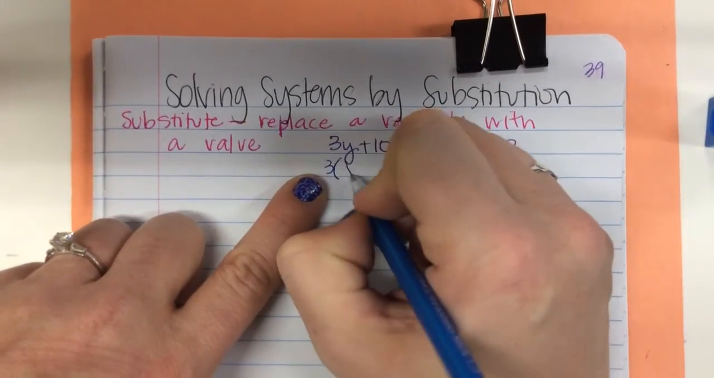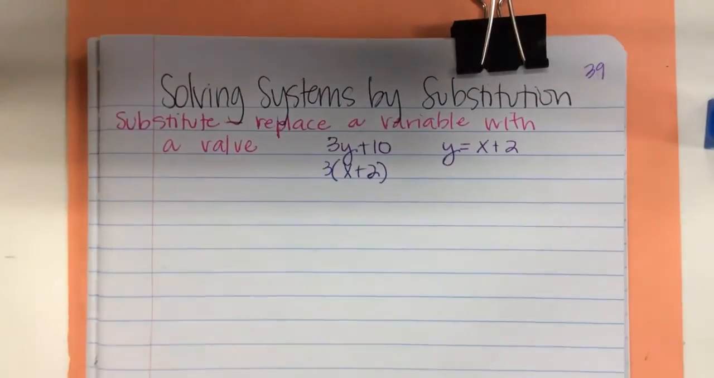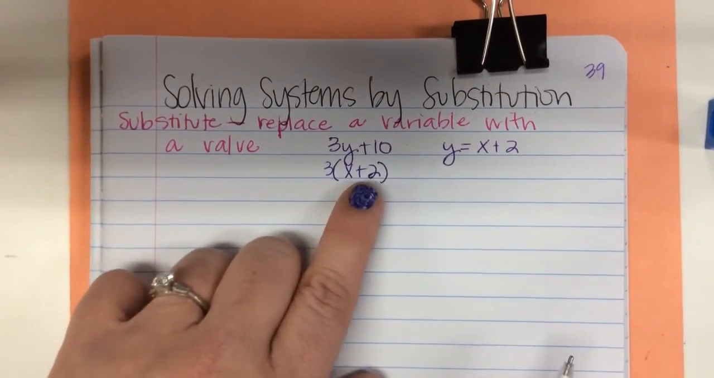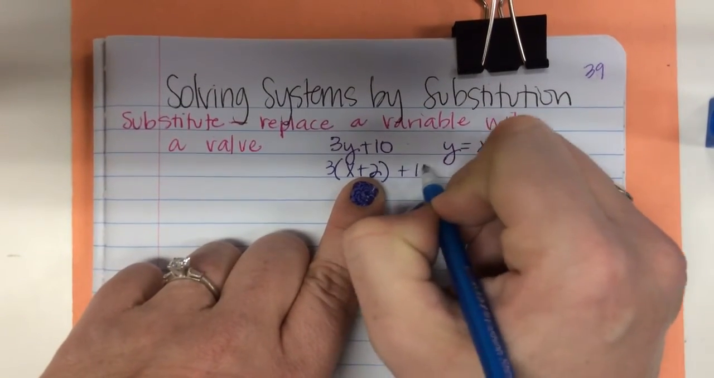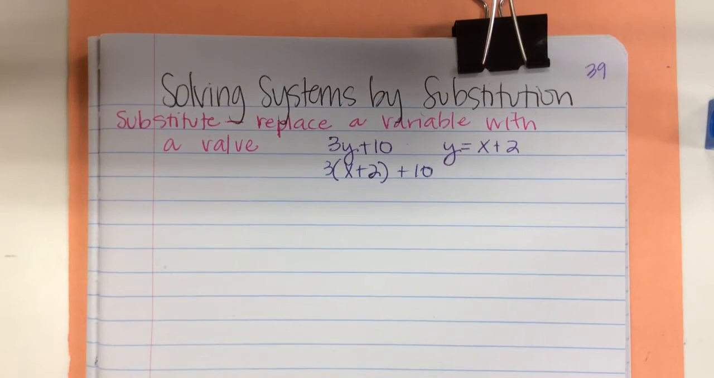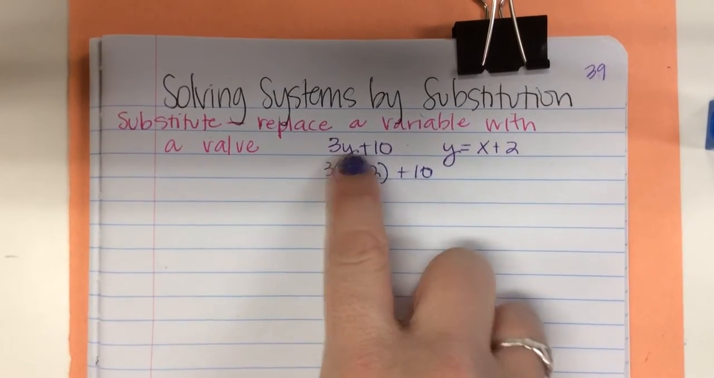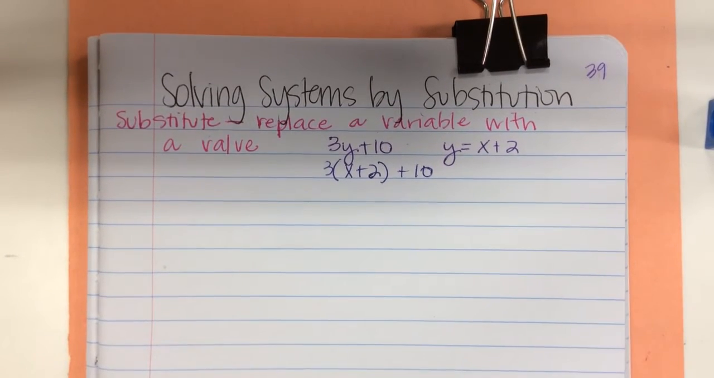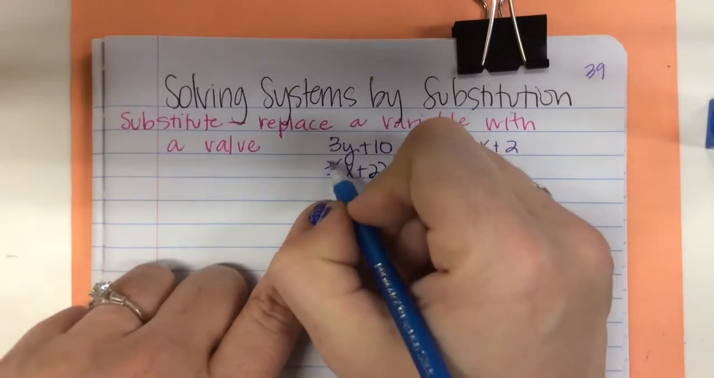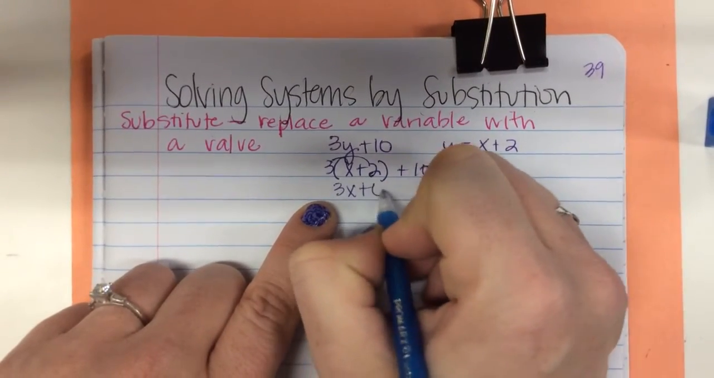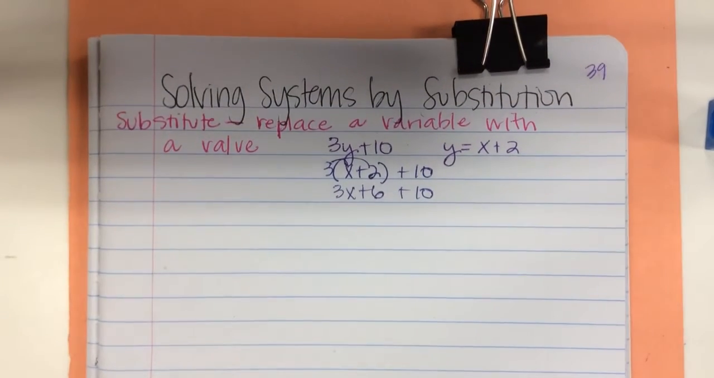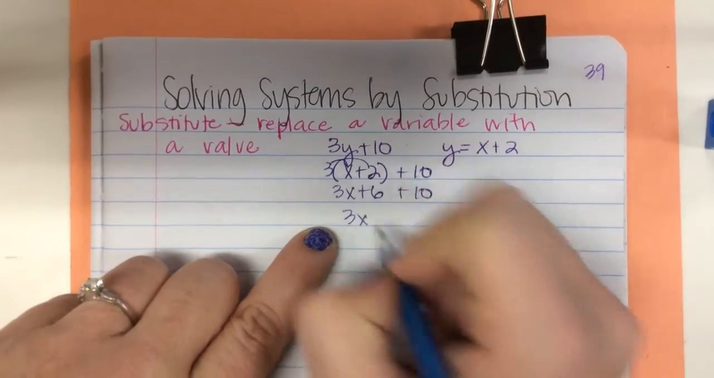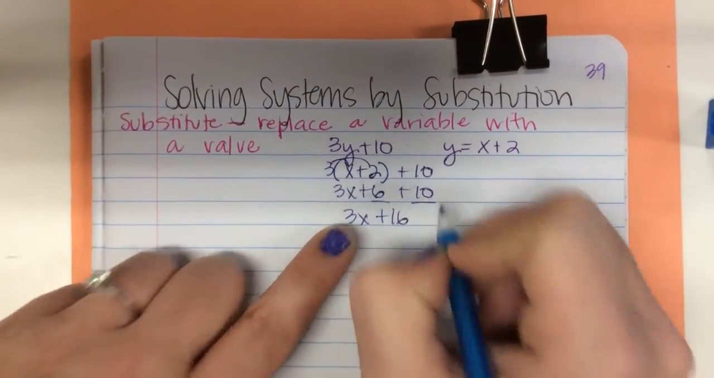3, and instead of y, because y is the same thing as x plus 2, so instead of y, I'm going to put in x plus 2 plus 10. That's the same problem. I'm replacing the variable y with the value x plus 2. So could we solve it? 3x plus 6 plus 10. Can you do more? 3x plus 16.